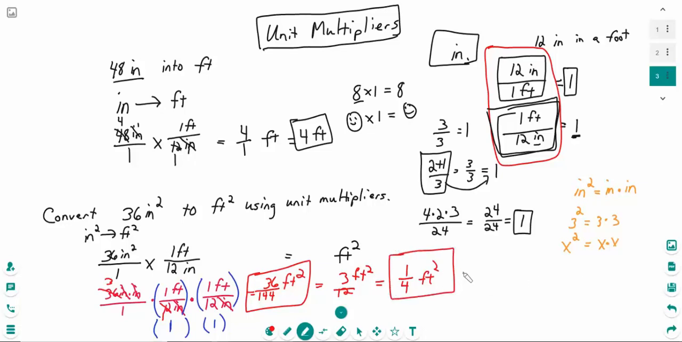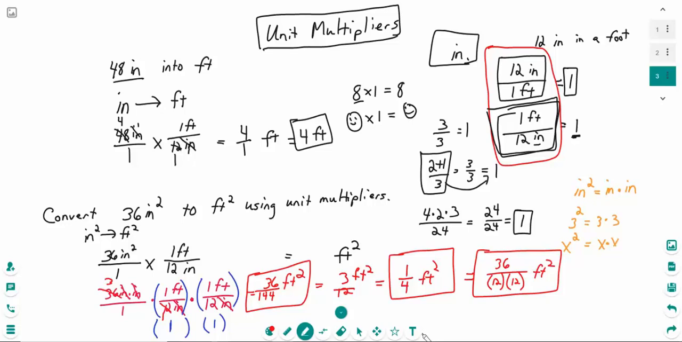In the book, and actually for homework, if you want to run this all the way down, that's fine. We're going to be dealing with some pretty big numbers though, and the point is just to make sure that you can use these unit multipliers. So if you want to leave your answer as the 36 over, and then on the bottom, you can even go 12 times 12, and then put your feet squared, that's an acceptable answer as well. It's just not simplified and reduced, but it's still showing that you did all this work correctly.